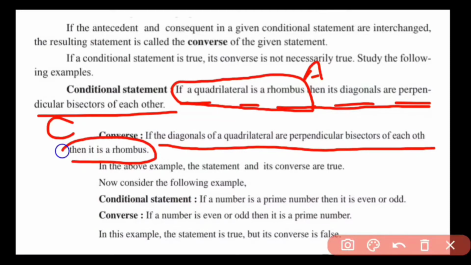So all these things we have to remember. We will see in detail how to write if-then form statements, that is conditional statements, and their converses.